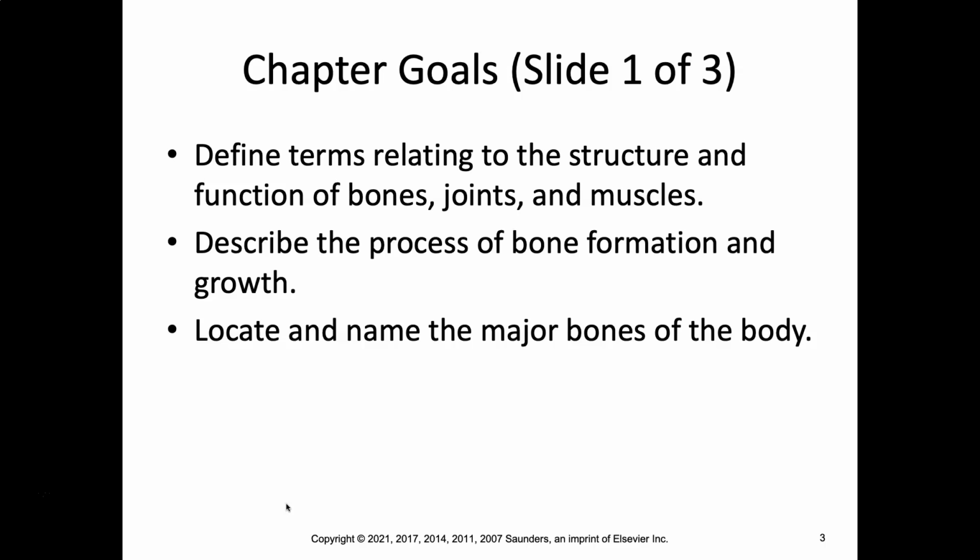As always, we have pretty similar chapter goals. We look at the structure and function of whatever it is that we're studying. In this particular lecture, we're going to talk about the process of bone formation and growth and talk about the major bones of the body. Now, this is not anatomy and physiology, so we're not going to get too terribly in-depth. Your textbook will go into it a little bit more in terms of detail, but really the majority of what you would learn would be in an anatomy and physiology class, which I hope you'll take.